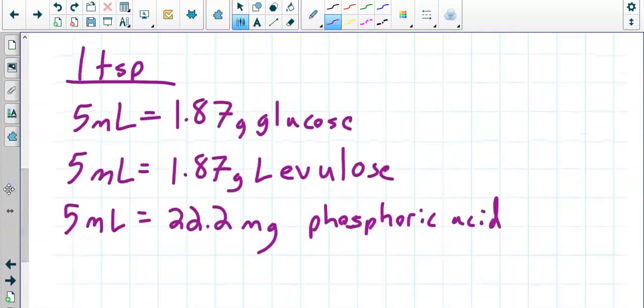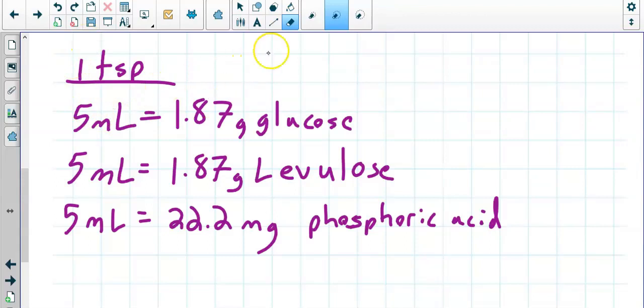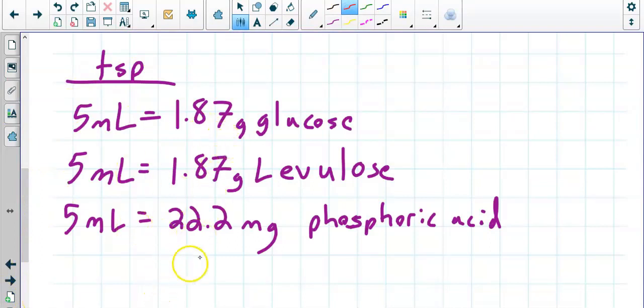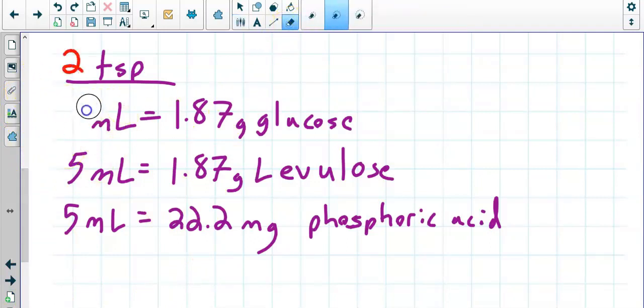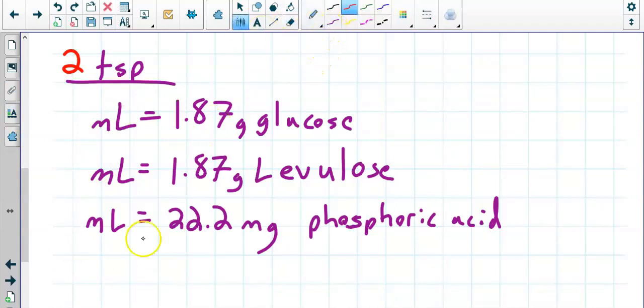Okay? So instead of 1 teaspoon, that means we'll have 2. So in order to have 2 teaspoons, we take this original information, and just like what we talked about, we're just doubling it. Okay? So 1 teaspoon is 5 milliliters, 1.87, 1.87, 22.2. But if we double it, that doubles everything else. Okay? So that's really what's going on in the first one. All of these 5 milliliters are no longer 5 milliliters because we doubled them, so they're 10 milliliters. The 1.87 also doubles. The 22.2 also doubles.